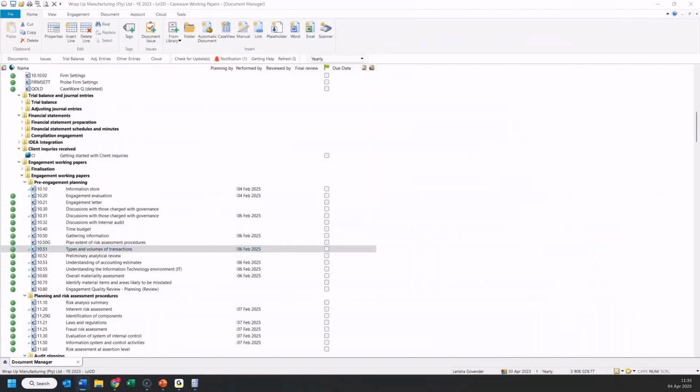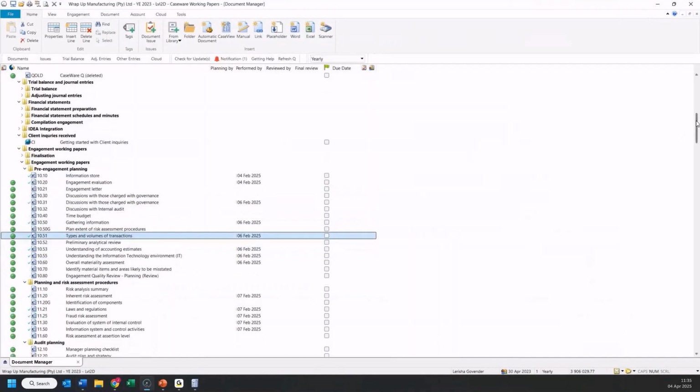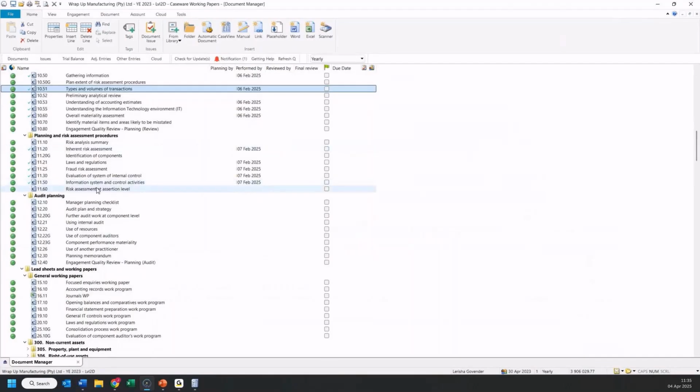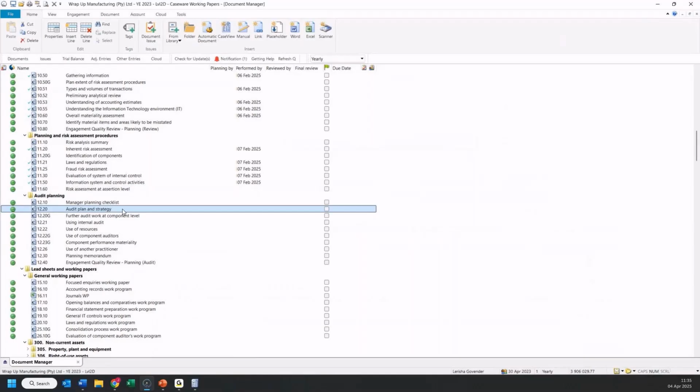So in the planning stage, we've done the pre-engagement work. I want to just actually move down. We've done the risk assessment in 1150, 1160. Now we're going to do the audit plan and strategy, which is 1220. Right, so 1220.